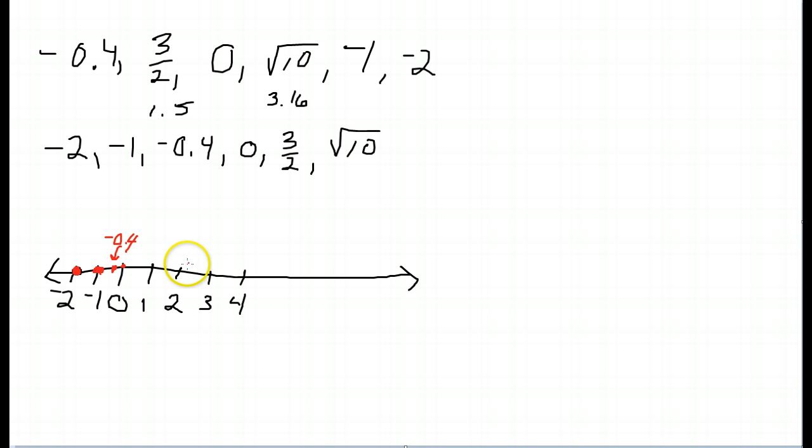3 halves, that's 1.5. So halfway between the 1 and the 2, put a dot, label it as 3 halves. And then square root of 10 is 3.16, which is definitely closer to the 3 than it is to the 4. So put a dot and we label it as square root of 10. And this is how we graph numbers on a number line.